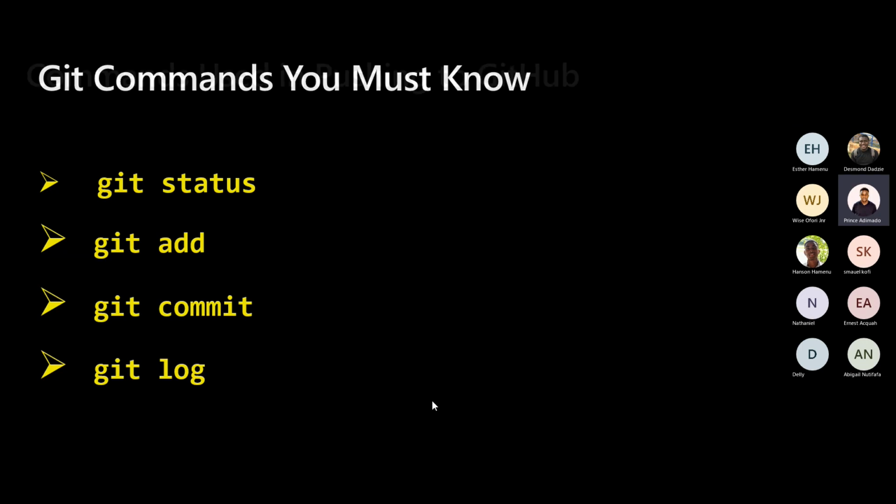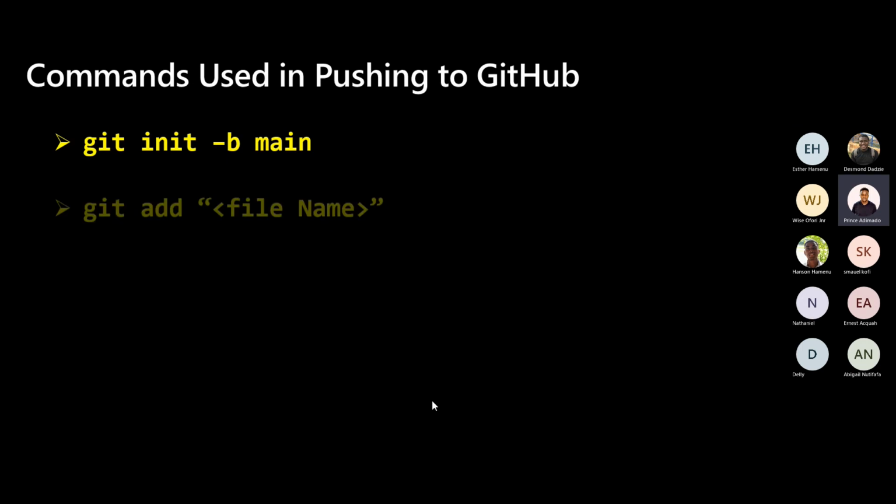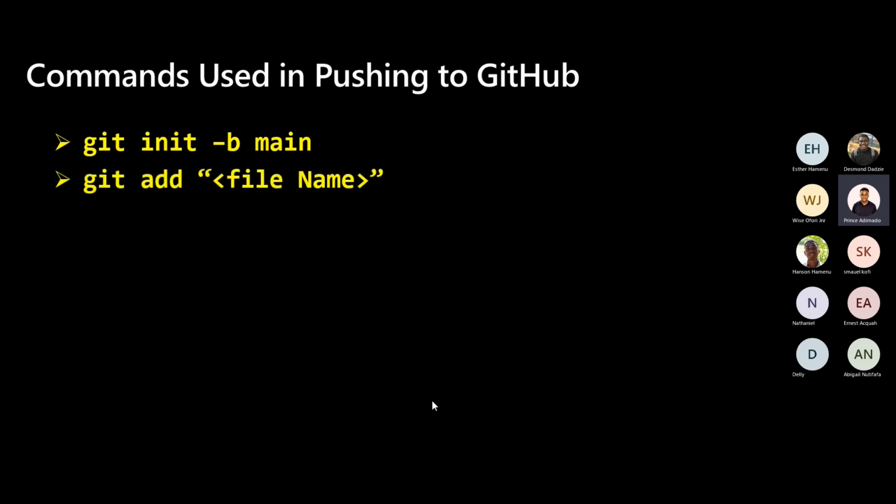Okay, so let us jump straight into the commands used in pushing to GitHub. We have this command, git option b main. I'm saying, Git, create this repository for me and name the default branch main. That's what the option b is doing. Then to add your files, you can add all the files using git add then period. The period is a dot, you press the dot key.